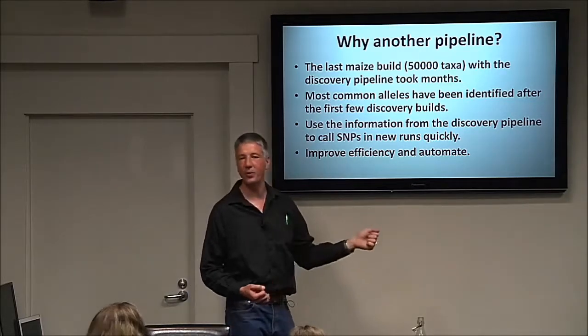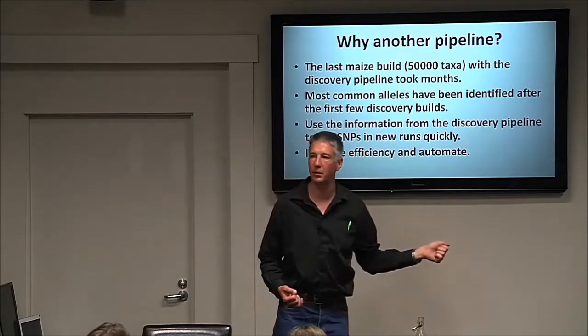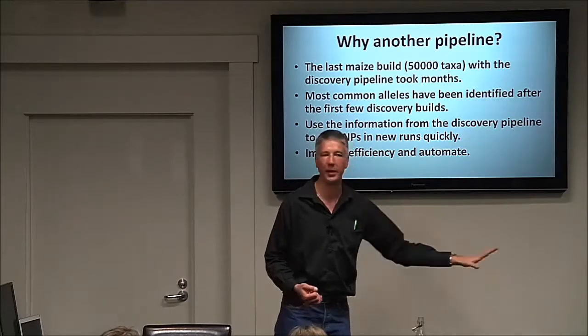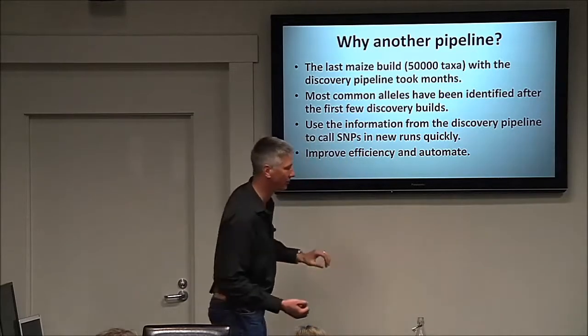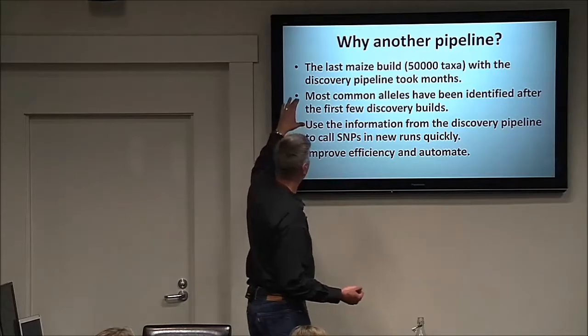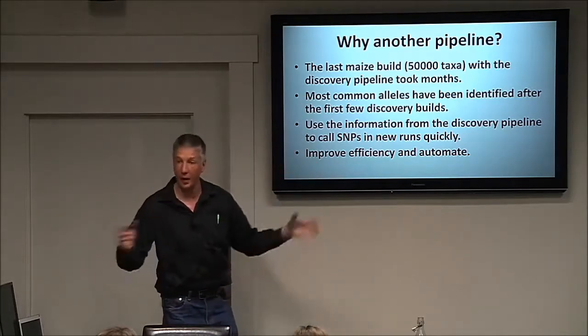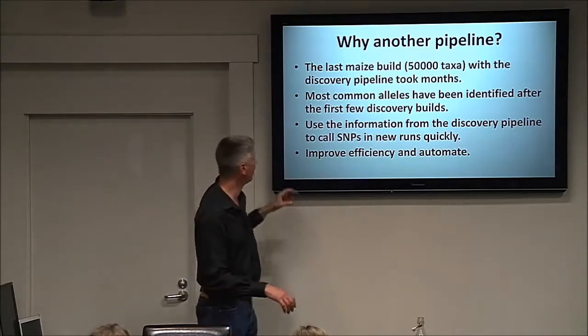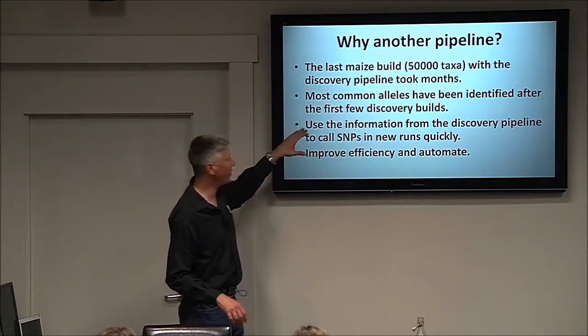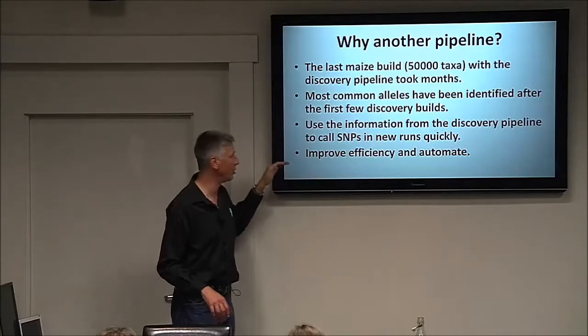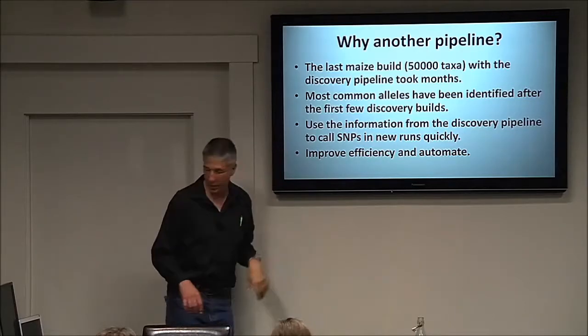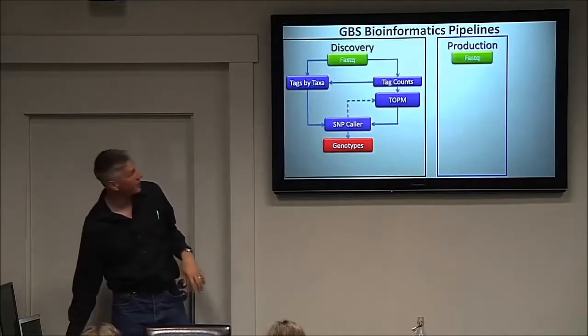The reason I was asking Jeff to explain the flags on the SNP caller is because Jeff coded just that SNP caller. The most common alleles have been identified after the first few discovery builds. If you're getting good diversity in there, you use this information from the discovery pipeline to call SNPs in a new pipeline that runs quickly, and you can improve efficiency and automate some of this stuff.